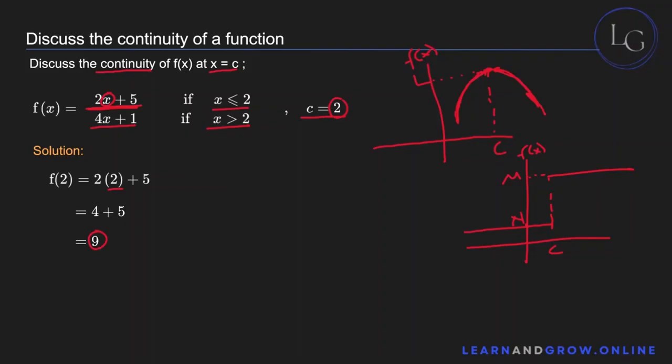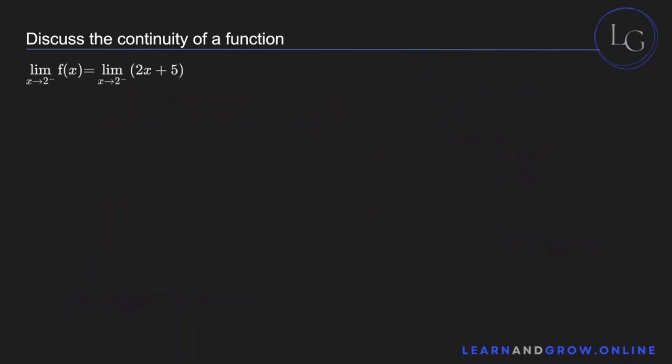Now you have to find the left hand limit. The left hand limit means when x approaches 2 from the left hand side. Well, you can see when the value of x is less than 2, you have again this expression 2x plus 5. So this means that the function is equal to 2x plus 5 when x approaches 2 from the left hand side, because it's less than 2. So you apply the left hand limit to 2x plus 5. So again it is equal to 9.